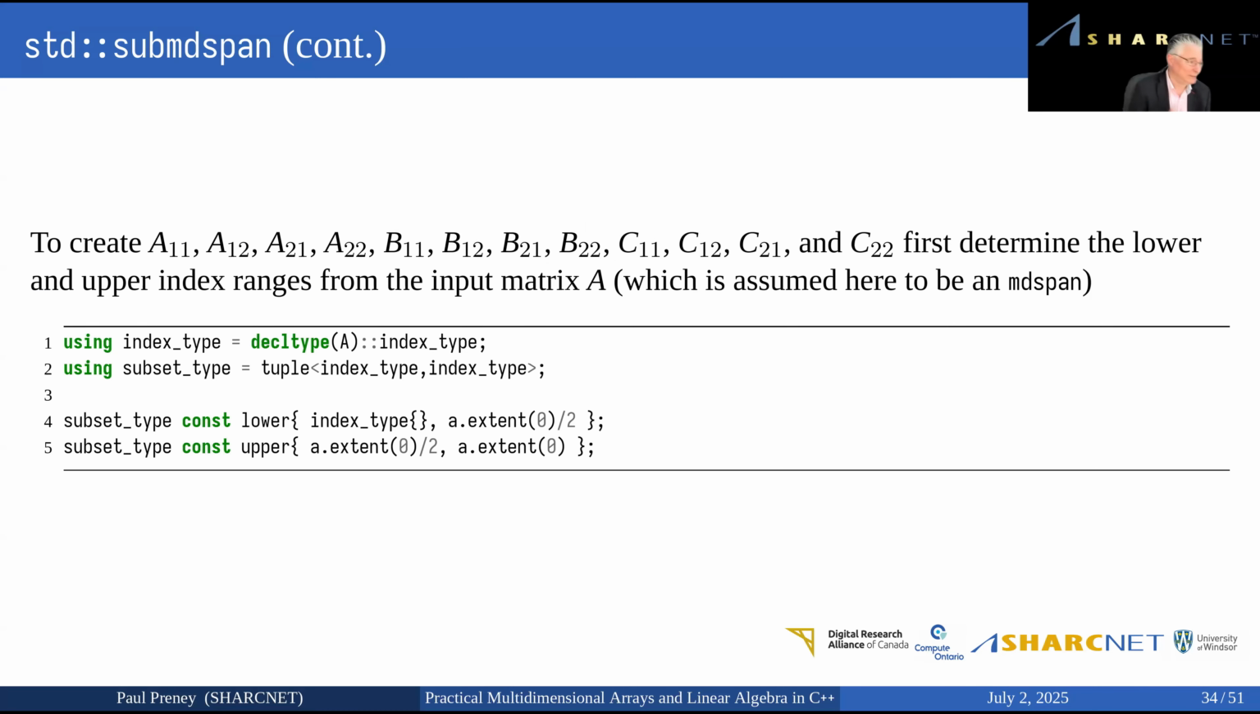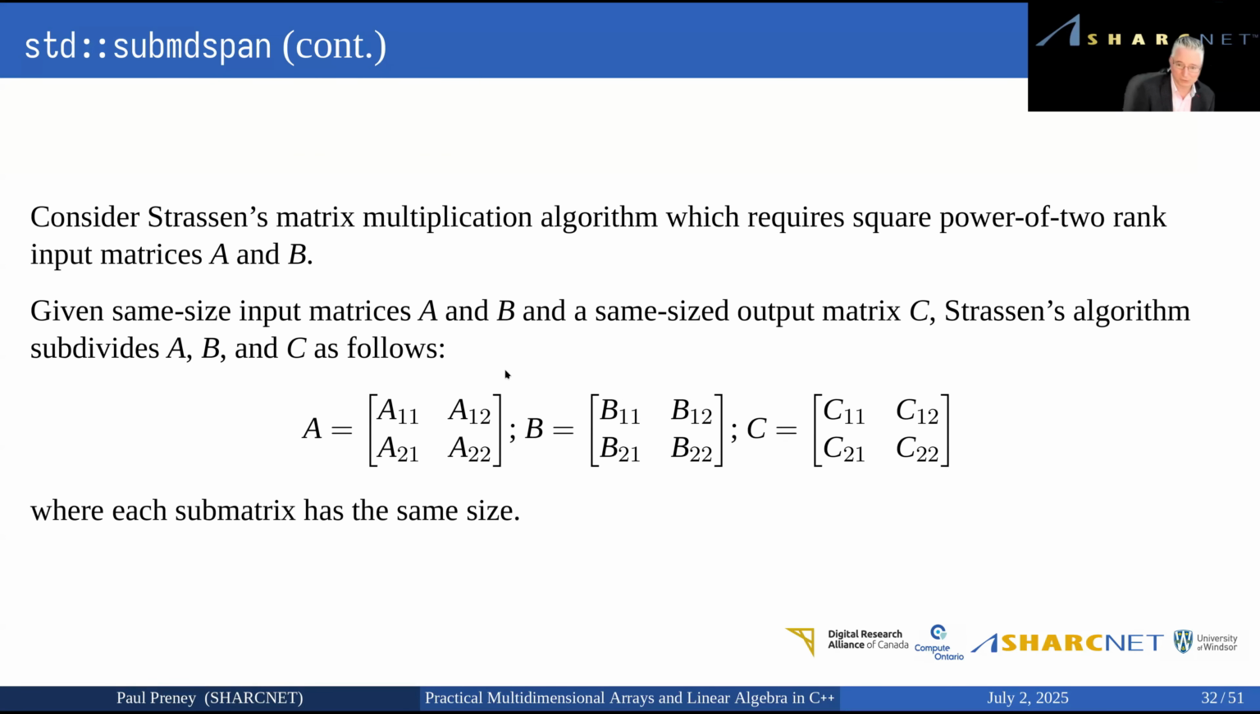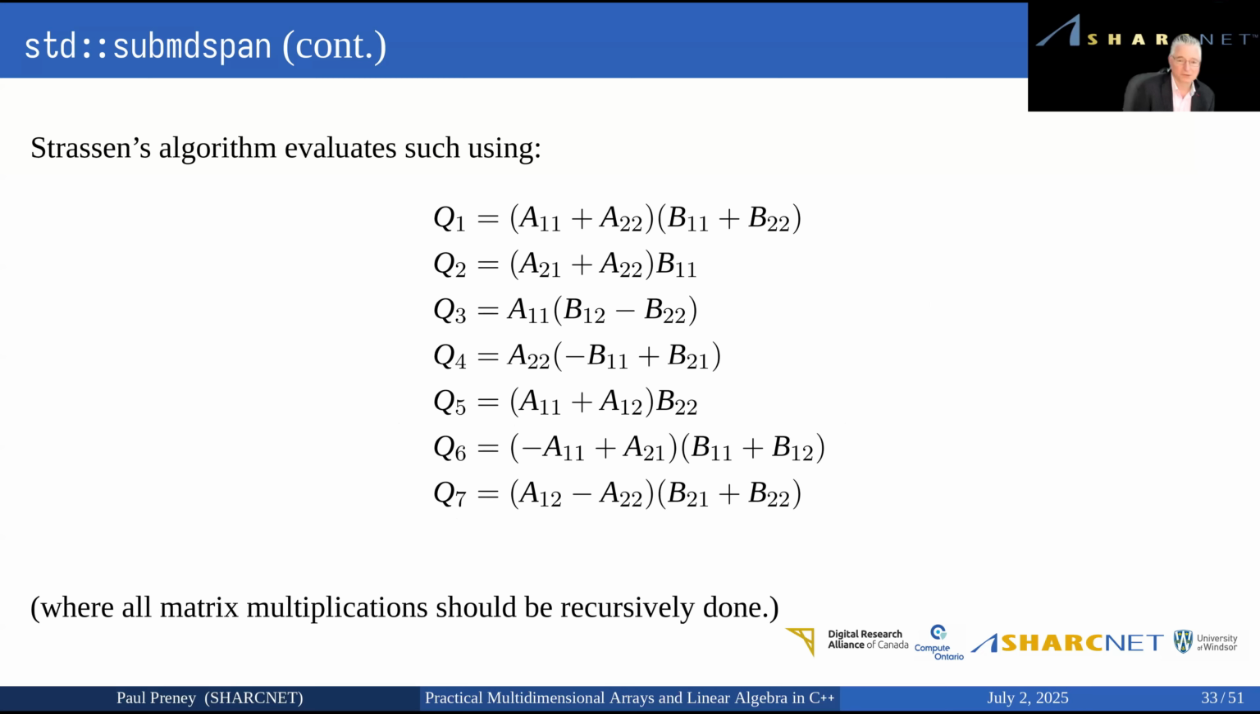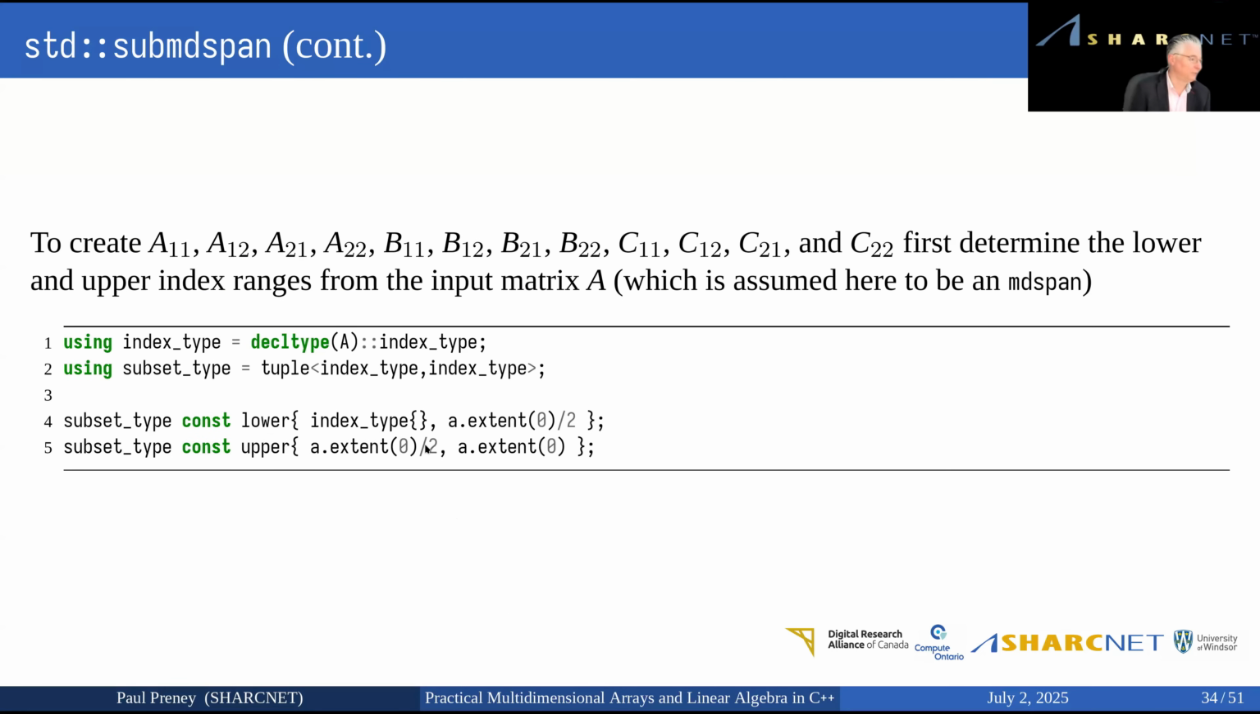Now, what you need in this algorithm is you want to get A11, A12, A21, A22, etc. You want to get all of these things. Okay, how do you get them? Well, nicely, all of them are exactly the same size, so I only have to use the size of A. So if I take A's index type, that'll be some type of integer, probably size_t, but anyways, this will do that.